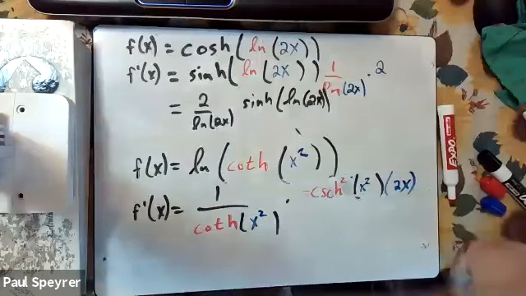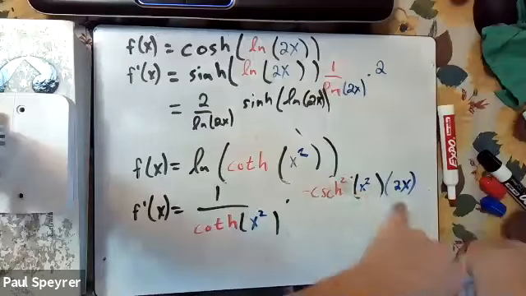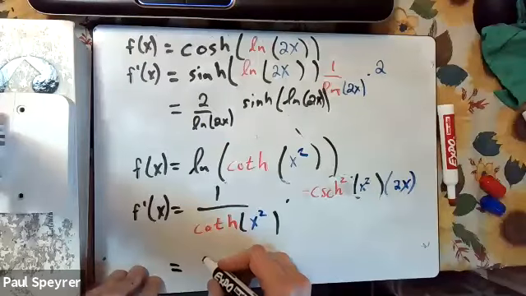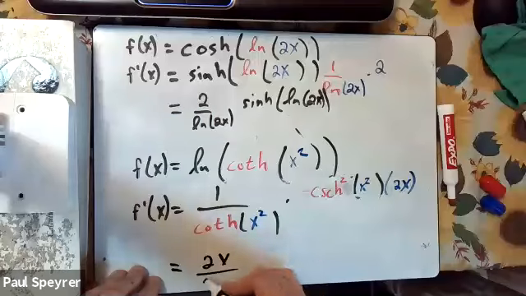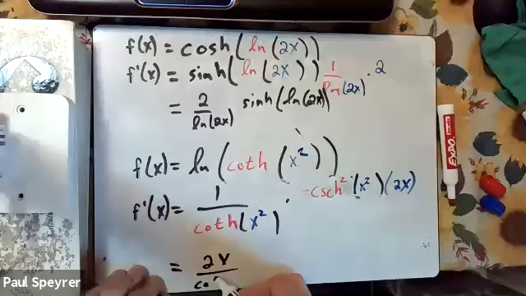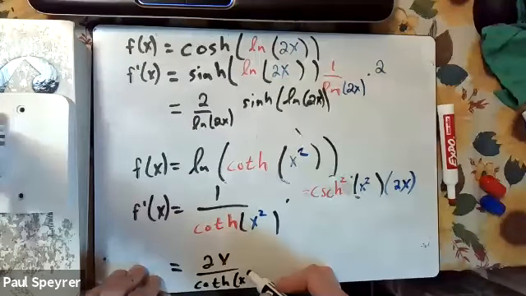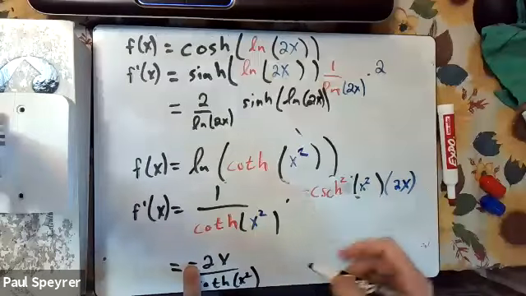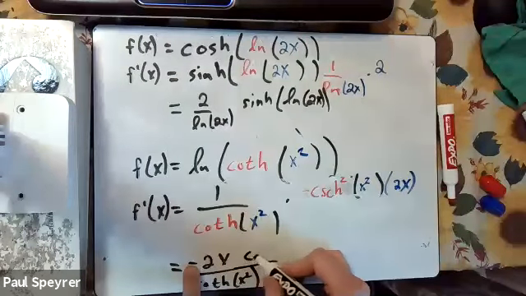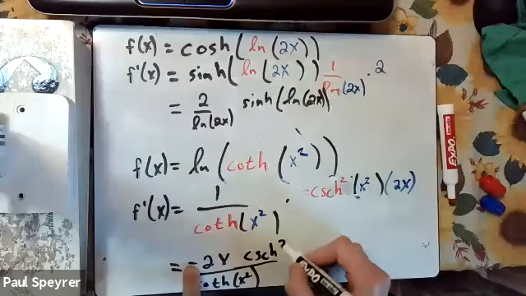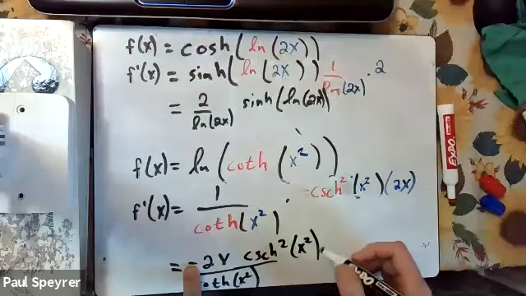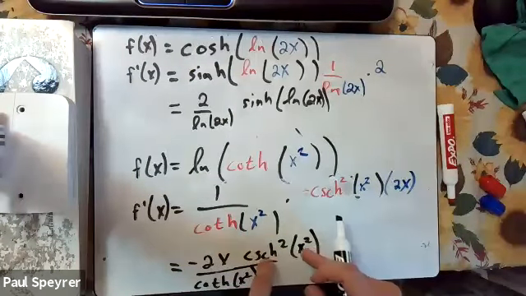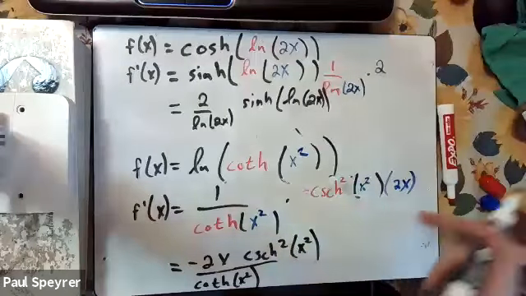But then we had to chain it one more time, right? We had to sit there and take the derivative of the inside, which is 2x. And the final answer is 2x over the hyperbolic cotangent of x squared. And I'm going to move that negative sign out in the front. And then we still have the hyperbolic cosecant squared of x squared. So I took this, moved it out front, negative out front. This stayed on the bottom. This I just brought along in the numerator.